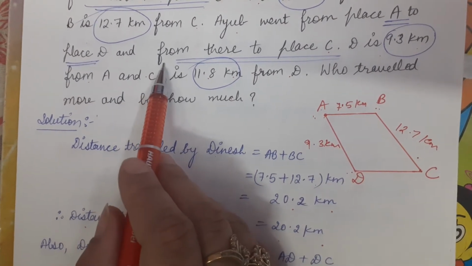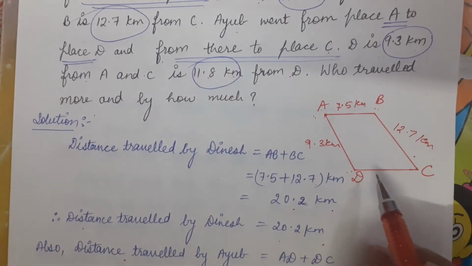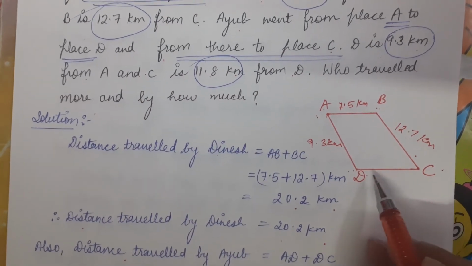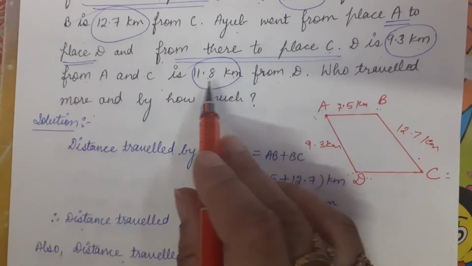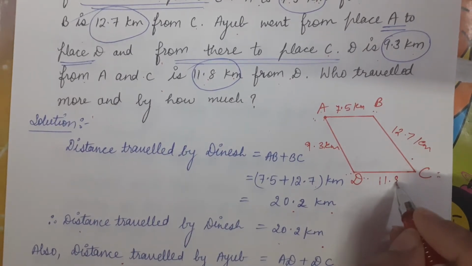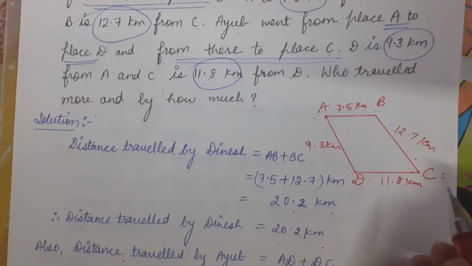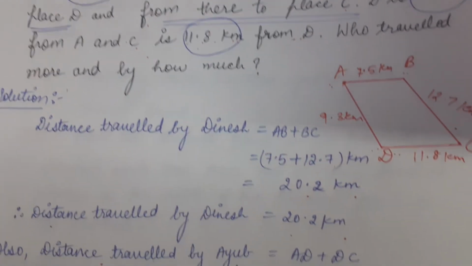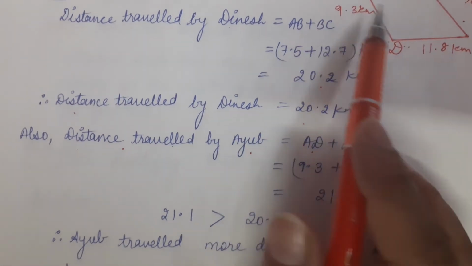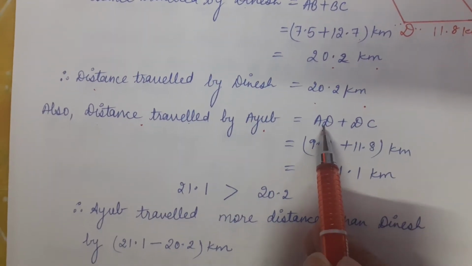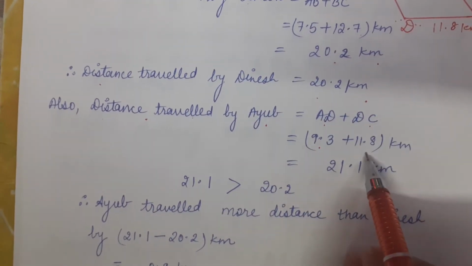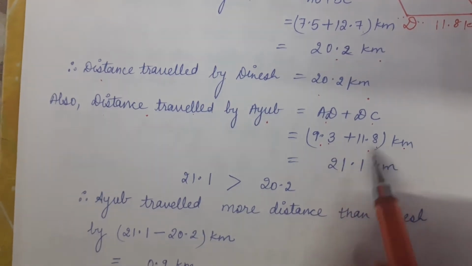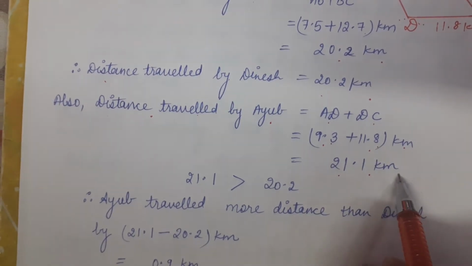And then from D to place C, that means D to C. What is the distance from D to C? It is 11.8, so we are writing here 11.8 kilometer. So the distance travelled by Ayub is equal to AD plus DC. What is AD? 9.3. What is DC? 11.8 kilometer. After adding this, we will get 21.1 kilometer.